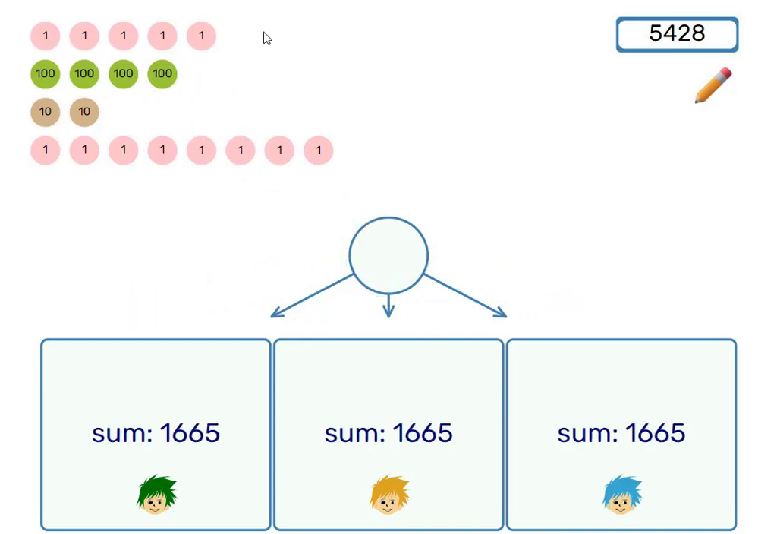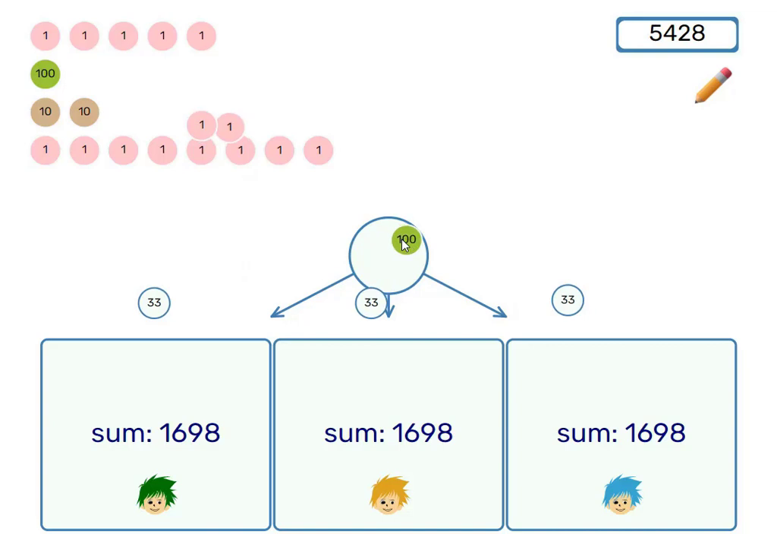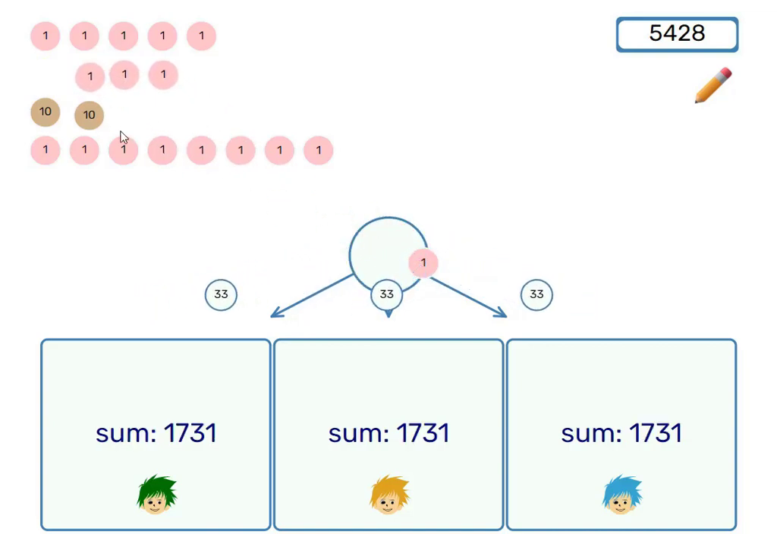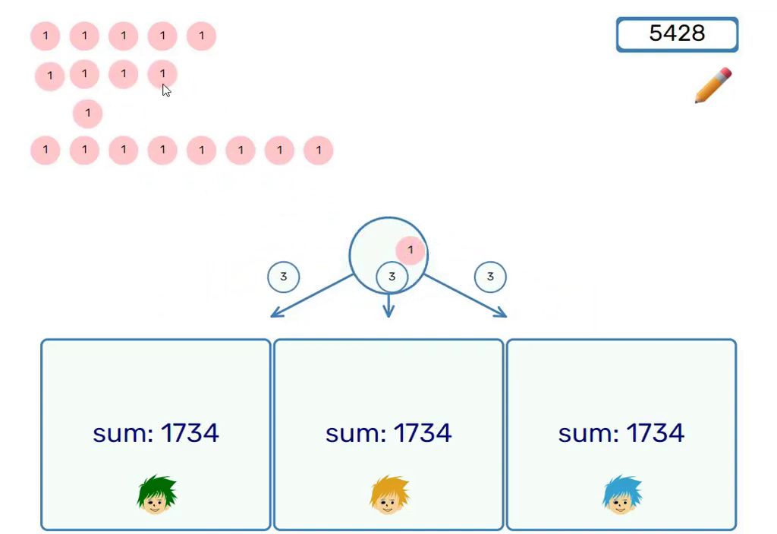After we're finished with the thousands, we could divide these units amongst the 3 boys, but we won't do that. We'll just leave all the units alone, and at the end, we'll see why. Now, we do the same for the hundreds and tens. So far, we've divided part of the original quantity of 5,428 amongst the 3 boys. The final stage will be to divide these units.